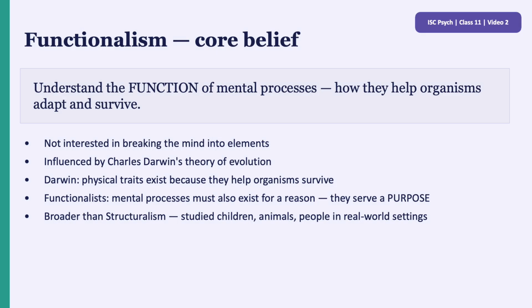And here you can already see a very big influence: Charles Darwin's theory of evolution. Darwin had argued that physical traits exist because they help organisms survive. The functionalists extended this logic to the mind. Mental processes must also exist for a reason. They must serve some process in helping us survive and adapt. This school of thought also expanded the field as it studied children, animals, and people in real-world settings.